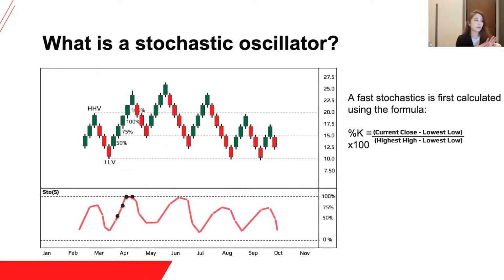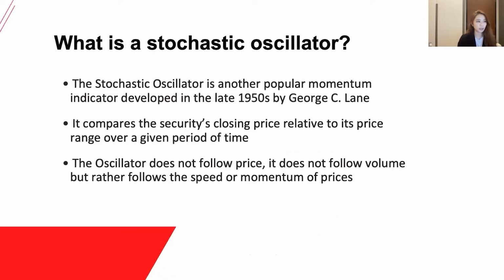So that's one point that is very, very different from a moving average. We have a graph right here showing a stochastic indicator. You can see the bottom red curvy line is how the stochastic indicator will look in comparison with the chart above, which is your regular trading chart. We are looking at its formula: percentage K equals current close minus lowest low, divided by highest high minus lowest low, times 100.